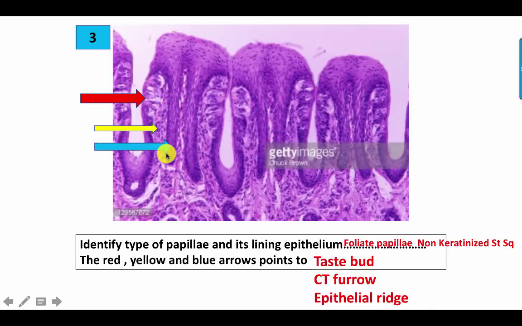So this is a ridge and a furrow. The ridge is formed of epithelium, while the furrow is formed of connective tissue. We have alternating ridges and furrows: connective tissue, epithelium, connective tissue, epithelium, connective tissue.